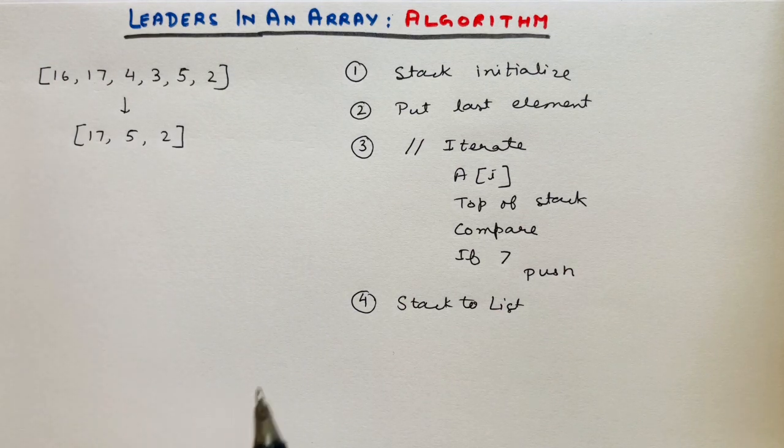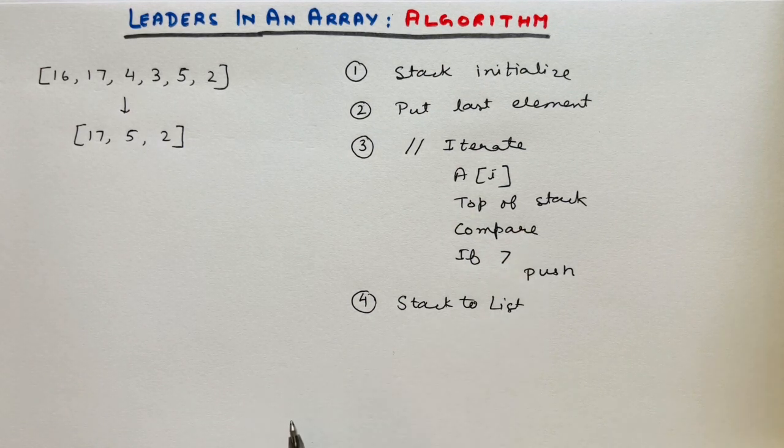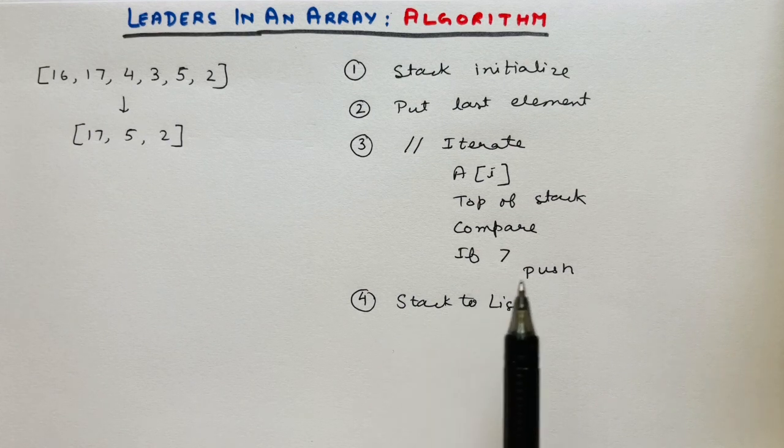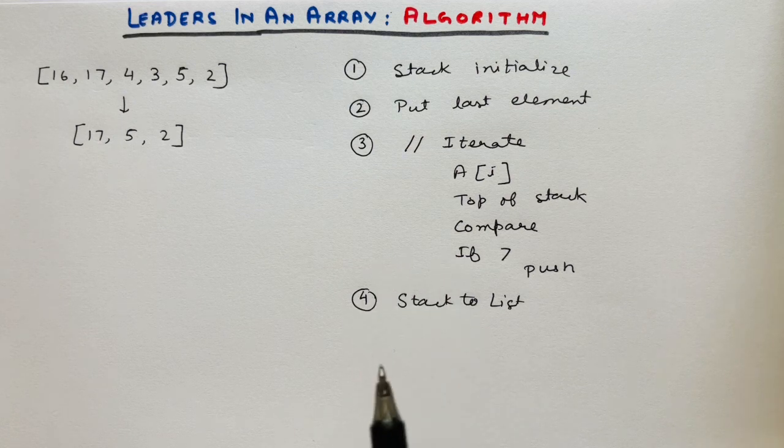And what will we have in every iteration? In every iteration, we'll have two things. We'll know what is the current element and we'll know what is the top of stack. So we'll compare the two. If current element is greater, that means we have received a new leader. So we can push that in the stack. Otherwise, we'll just continue over the loop.